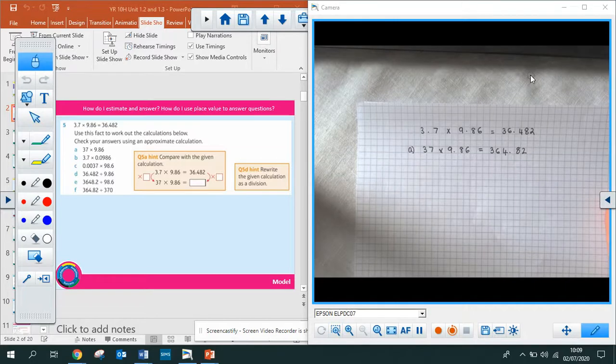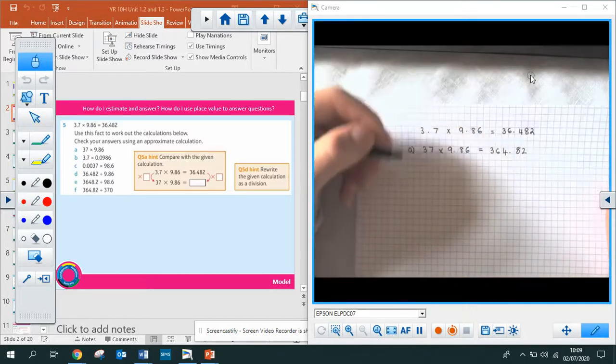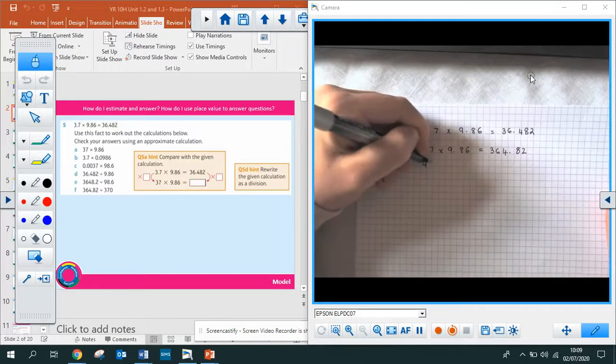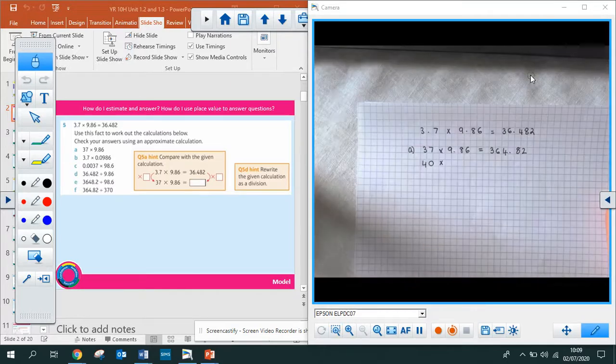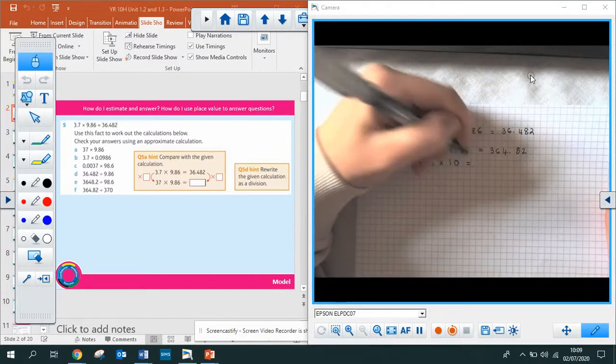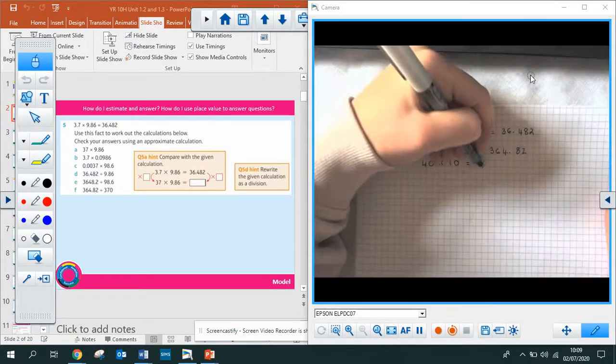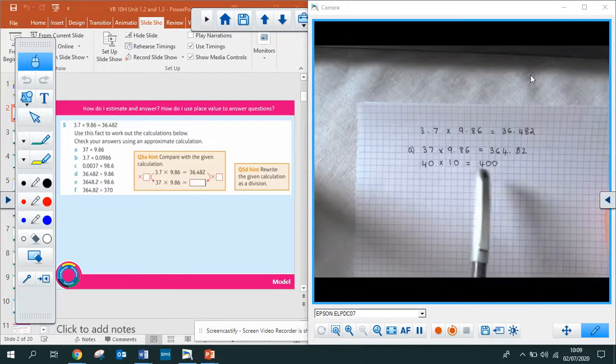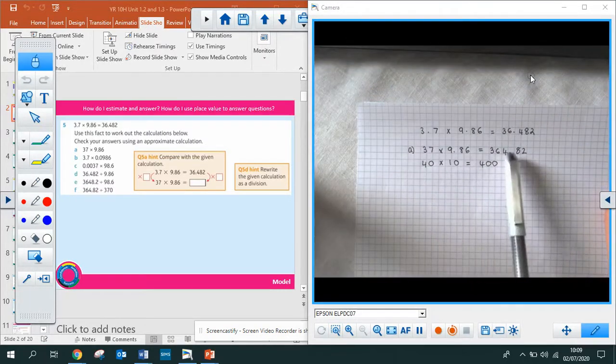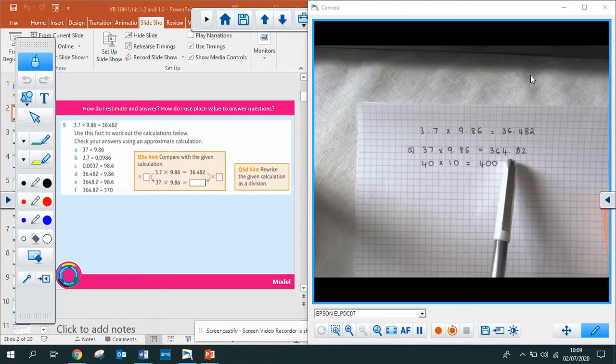So roughly, if we round each one to one significant figure, 37 would be 40 and 9.86 would be 10. So 40 multiplied by 10 is 400. So we'd expect it to be around 400, but we've rounded them both up, so we know it's going to be less, and therefore that looks like a good and sensible answer.